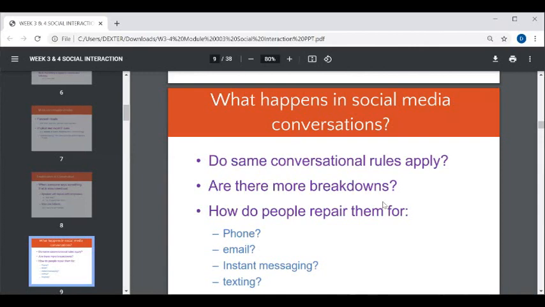So what happens in social media conversation? Do the same conversational rules apply? Are there more breakdowns? And how do people repair them via phone, email, instant messaging, or texting?